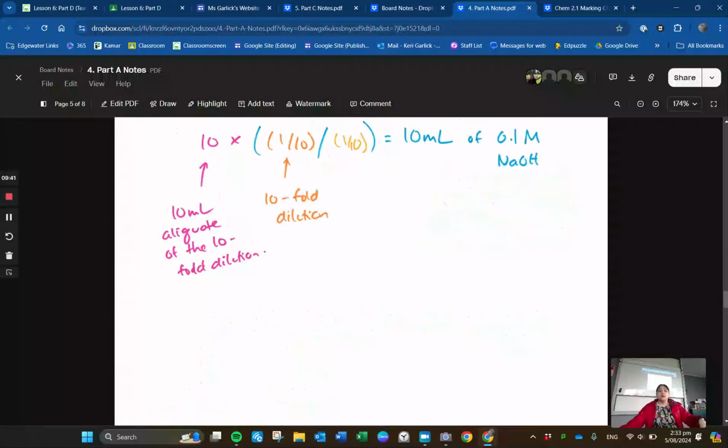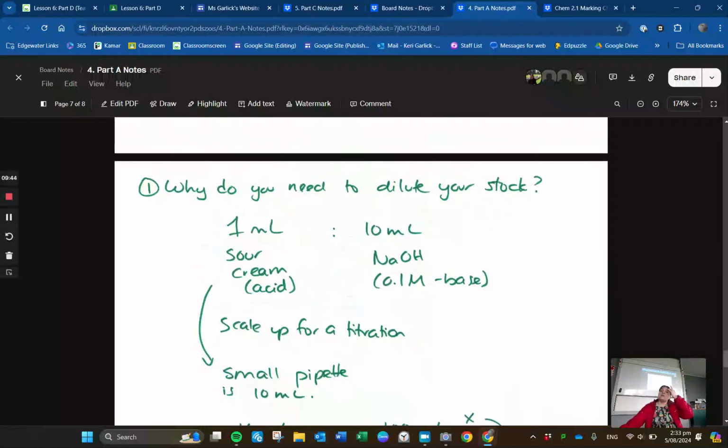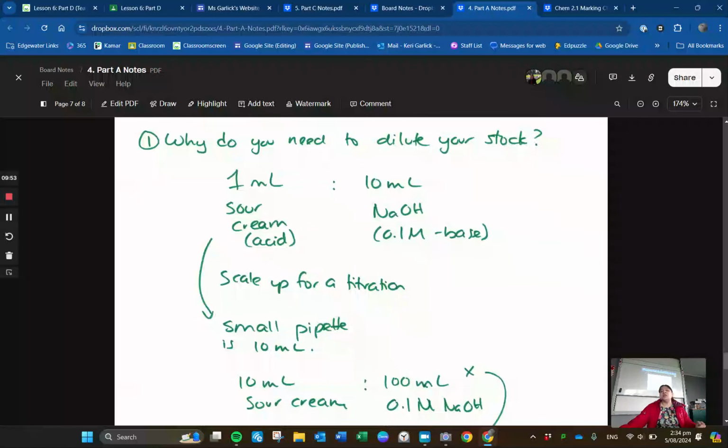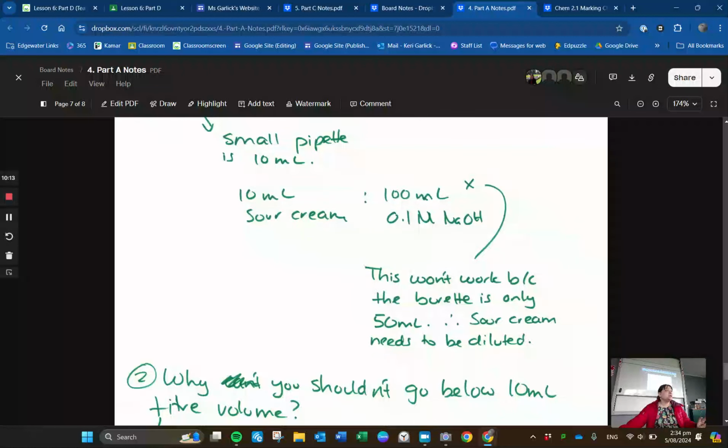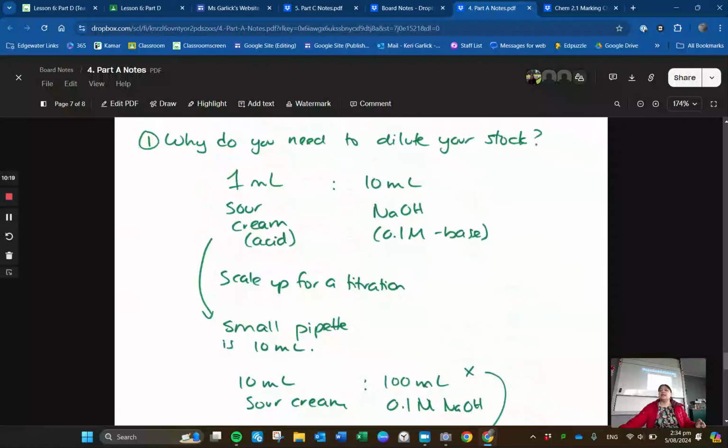There were several different things you can write about. You didn't need to write about all of them, but the more you write, the more evidence I have. I was probably looking for about 2. So first thing is explaining why you need to dilute your stock. Initially, when we did the first ratio check, we saw that if we used 1 ml of acid, it required 10 ml of base. If I was to scale this up for a titration and I used my smallest pipette possible, which is 10 ml, I would need 100 ml of base. That is way too much. It also would not work for my burette because my burette only goes to 50. So the first step you could state is that you did this method because you needed to dilute your stock.